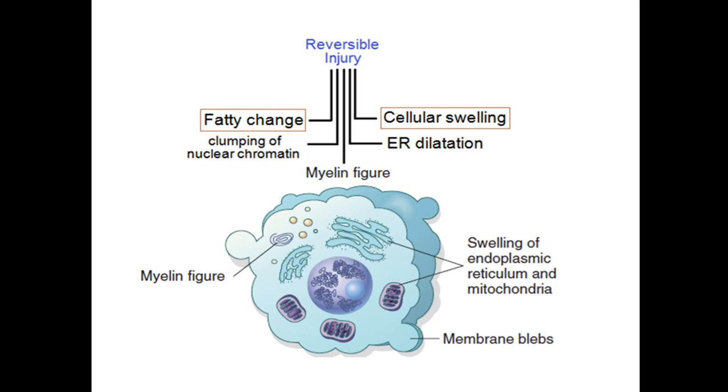So what will happen? The glycogen present in the cell will be burned out, and this process will result in the formation of lactic acid, and lactic acid will reduce the pH of the cell. The cell becomes acidic, and the acidic environment will result in clumping of the nuclear chromatin. Additionally, we can see myelin figures, which are whorled masses of phospholipids and calcium, and they are known as myelin figures because they resemble the myelin sheaths around the nerves.